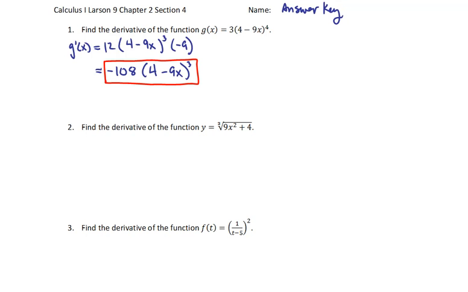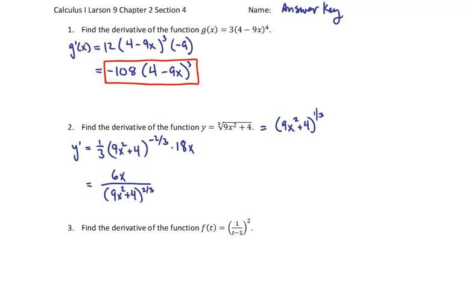Number 2, we're looking for the derivative of y equals the cube root of 9x squared plus 4. So y prime, we'll rewrite that first to the 1/3 power instead. Now we bring down the 1/3, reduce the exponent to negative 2/3, leave the inside alone, then times the derivative of the inside. So we'll simplify a bit. 18x over 3 is 6x, over (9x squared plus 4) to the 2/3, and that does it for this.